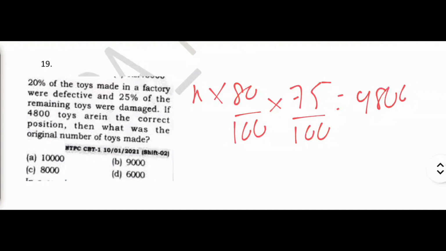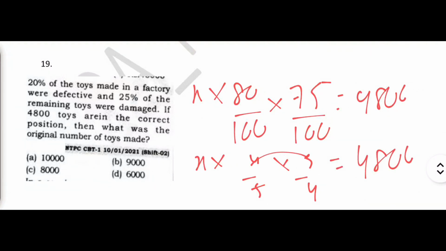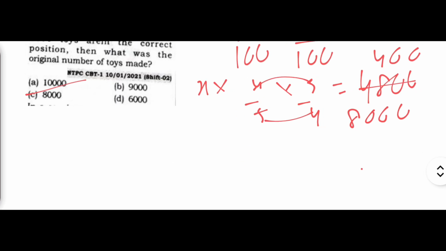So what do we have now? x into 4 by 5 into 3 by 4 equals 4800. 4 threes are 12 and 12 fours are 48, 00. 5 fours are 20. 400 into 20 is nothing but 8000. Option C. This is 20, by the way.